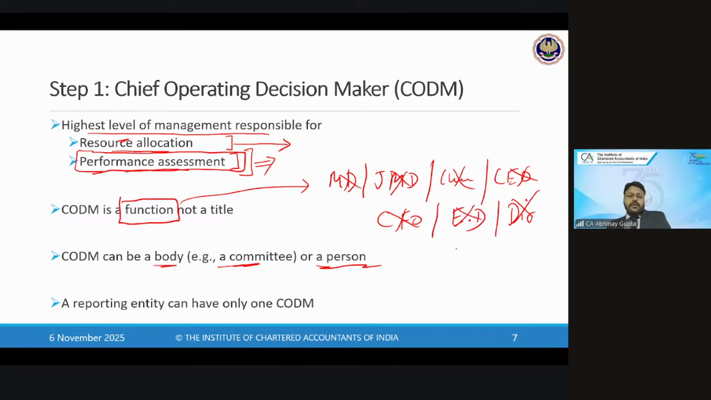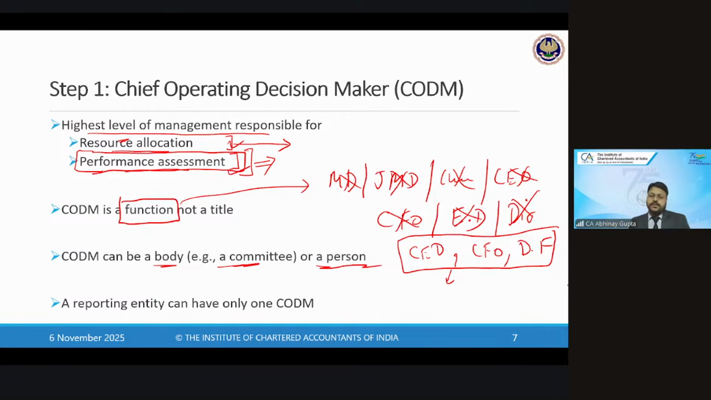So suppose a committee is formed which includes the CEO, the CFO, and the Director Finance. These three people are grouped together to take decisions about the future course of action. They will read the performance reports and then mutually decide the resource allocation. Then who would be the CODM? The CFO, CEO, DF, or the committee of these three people? The committee of all these people. Correct. So the committee of these three people would be regarded as the CODM.